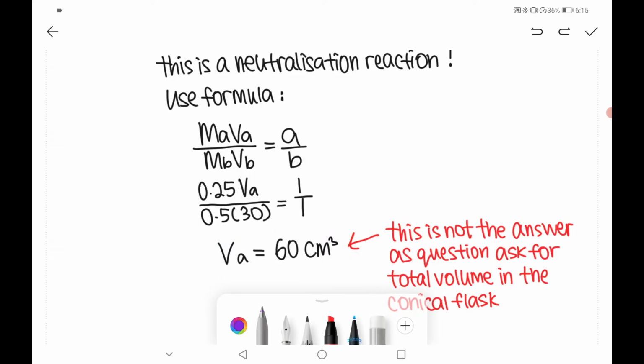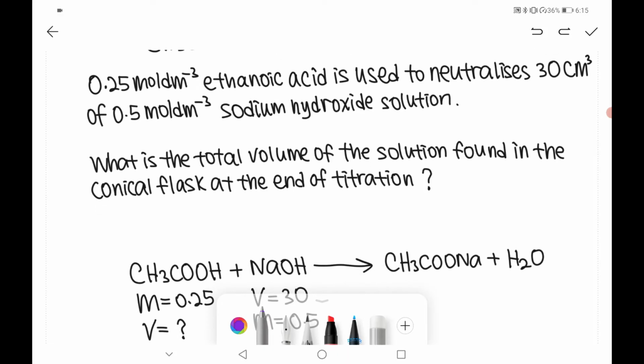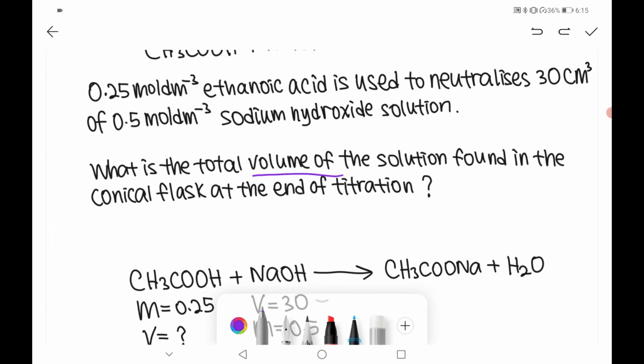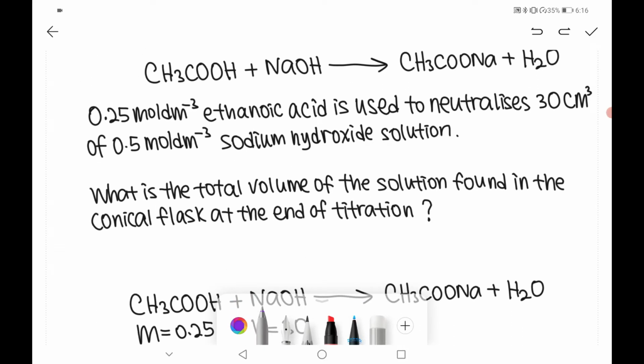Why? Right, 60 is VA. VA stands for volume of acid. But if you read the question, they are not asking for the volume of acid, right? They ask us the total volume of the solution in the conical flask. What is the total volume of the solution in the conical flask at the end of titration? When the titration is completed, what is the total volume inside the solution?